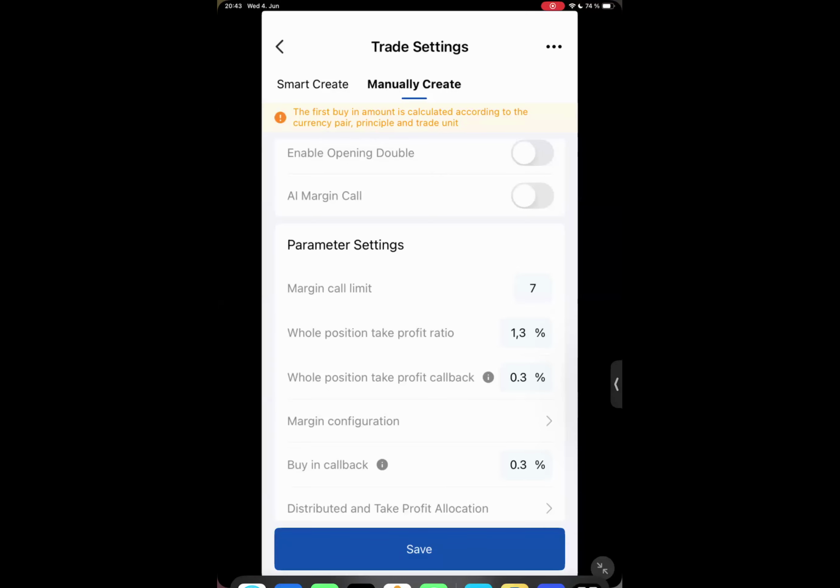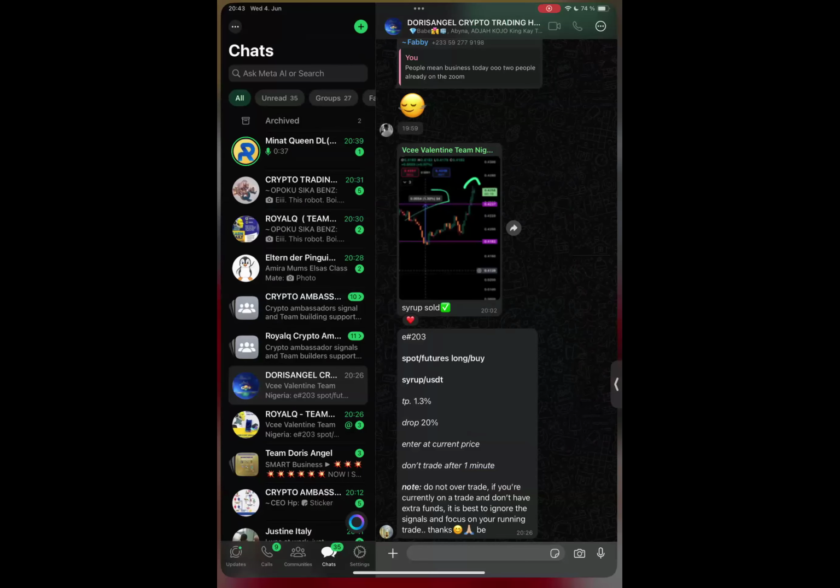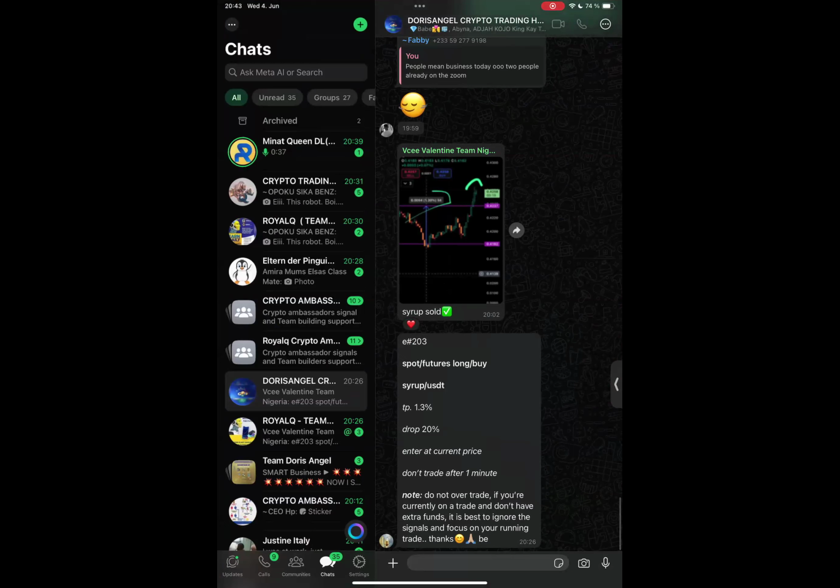Maybe someone will be like, oh, I missed 1 minute. So let me enter, but I'll reduce the take profit. Instead of 1.3, I'll make it 1%. You can do it like that, oh, but now it's your own risk.